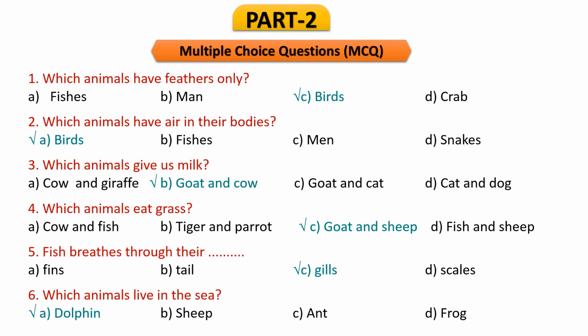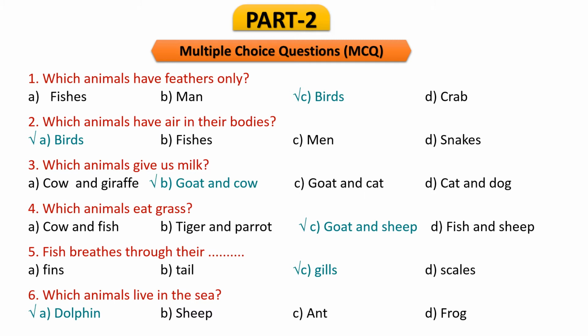Question number 3, which animals give us milk? Option A says cow and giraffe. Option B says goat and cow. Option C says goat and cat. Option D says cat and dog.